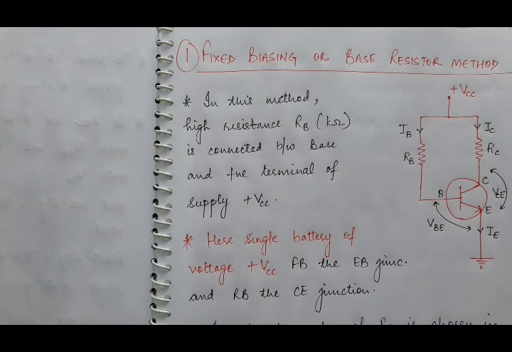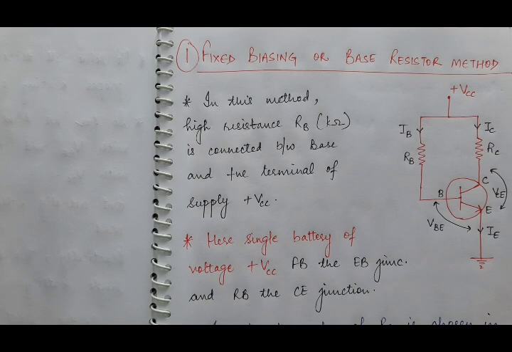After that, we will move to our next methods, which are base bias with emitter feedback, or fixed bias with emitter feedback, and the next one is collector to base bias. Before discussing that, we will revise the first method of transistor biasing, which was fixed biasing.